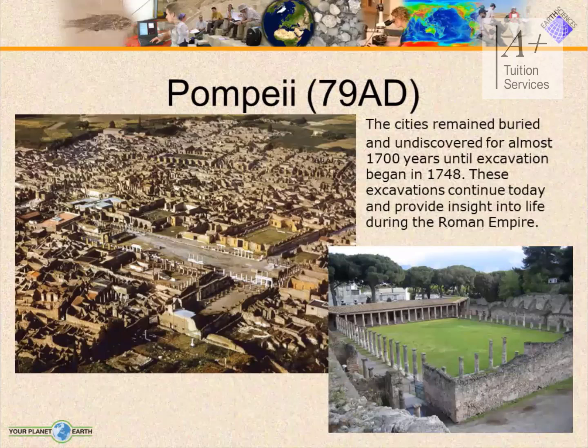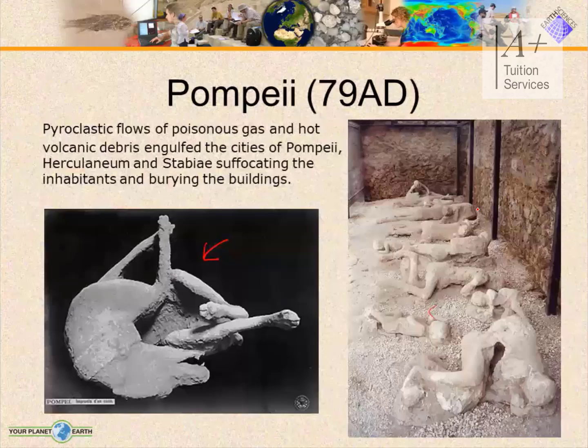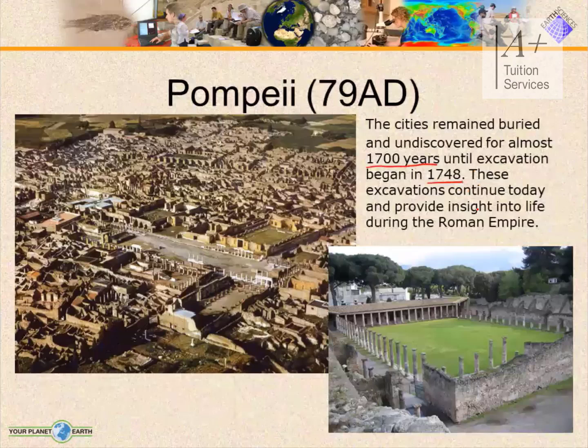The city remained buried and undiscovered for almost 1700 years. So this volcano erupted and 1700 years later, the city is still buried under all this ash and volcanic material until excavation began in 1748. So when they excavated the land and started to dig up, they saw the remnants of this volcano and the extent it reached to destroying. This is where they found all the bodies that we're seeing here in this picture.